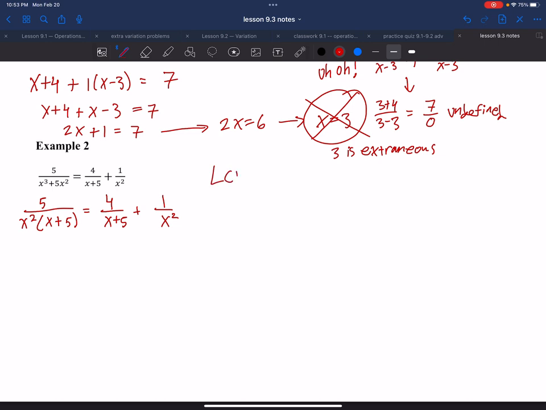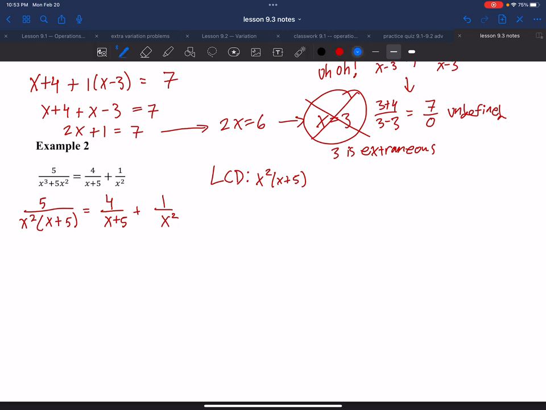So therefore, my LCD, least common denominator, well, if I look at this first denominator, I know I need an x squared. And then I know I need an x plus 5. And when I go to x plus 5, I already have that in my LCD. When I go to x squared, I already have that in my LCD. So I'm good. That is the LCD. So let's multiply this entire thing by x squared times x plus 5.